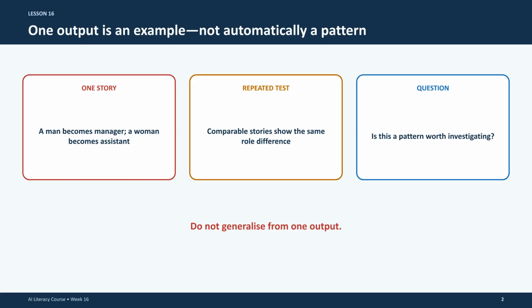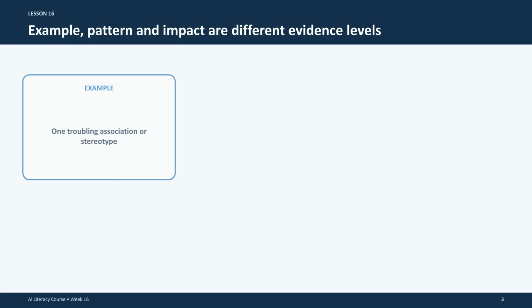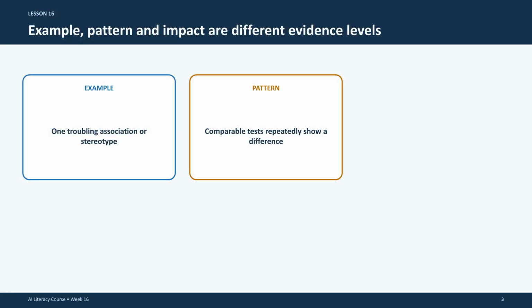It is important to remember that a single AI output is just an example, not a pattern. We must avoid generalizing from one instance. Only when we see the same outcome repeatedly under comparable test conditions should we investigate whether a pattern exists. We must distinguish between an example, a pattern, and an actual impact.